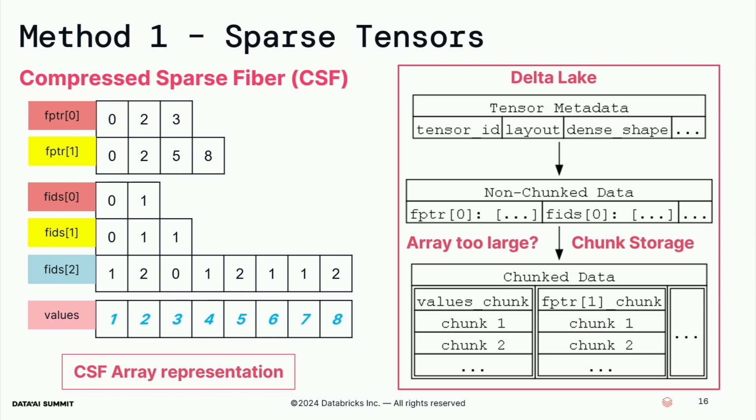The last step will be to store these arrays into Delta Lake. First, we will of course store some metadata like the tensor ID. Also, for the non-truncated data, meaning the arrays we can see on the left-hand side, we store these arrays one by one into a row. But sometimes there will be a problem: the array size could be really large, so storing it directly is not space efficient. To deal with this problem, we offer chunk storage, meaning for an array that is larger than a certain threshold, we divide it into several smaller chunks and then store each chunk into a separate row.